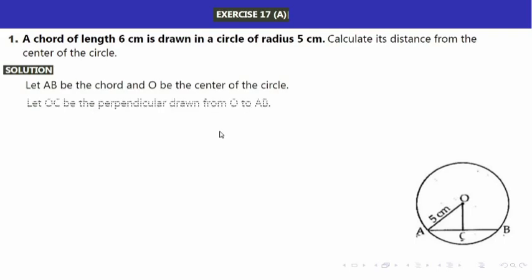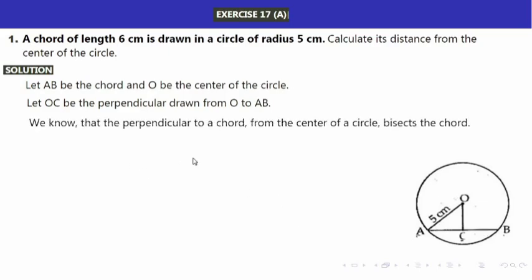All of you know that. Now OC is the perpendicular drawn from O to AB, right? So OC is perpendicular to AB. Now we know that if you drop a perpendicular to a chord, then the chord gets bisected, isn't it? This is as per the theorem that we have noted down. I think this is theorem number 2. So as per theorem number 2, we are going to have AC equals BC.